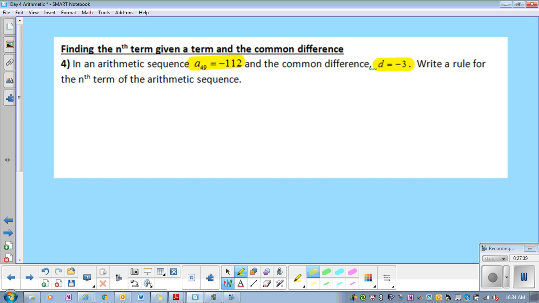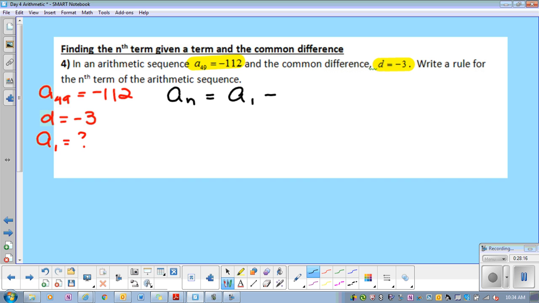Then write a rule. Well, let's see here. Let's look at what we know, because that's what you should always do. A sub 49 equals negative 112. D equals negative 3. In order to get the rule, you need to have d and a sub 1, right? But here, you just don't have a sub 1 yet. So let's figure out how to do this. You need to go back and get the explicit rule: a sub n equals a sub 1 plus n minus 1 times d.